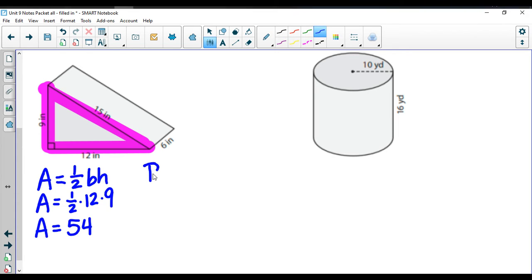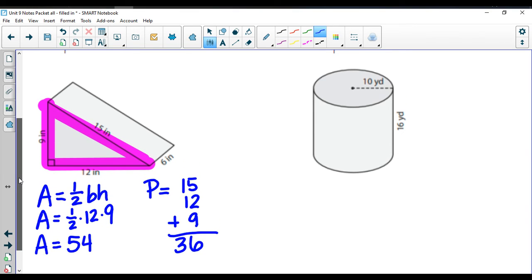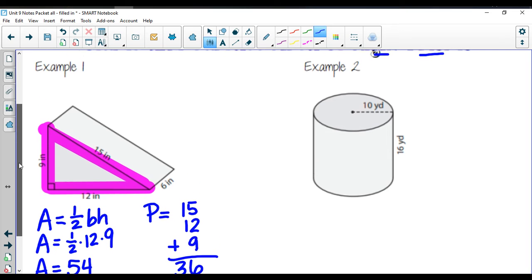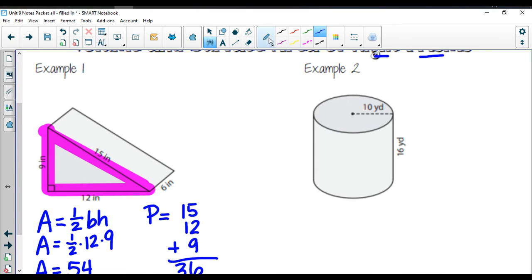The second piece that I'm going to have you do for today is to calculate the perimeter. When I look at the perimeter of this object, I have a triangle, so I'm going to have 3 sides. I'm going to add up those 3 sides. So I have 15, I have 12, and I have 9. When I add 15 plus 12 plus 9, I get a perimeter of 36. Again, we would say the perimeter is 36 inches, but I'm not going to have you actually write that label for today's lesson. So those are the 2 pieces that we're going to find for today, and that's it for lesson 9.6. In example number 2, we have a cylinder.